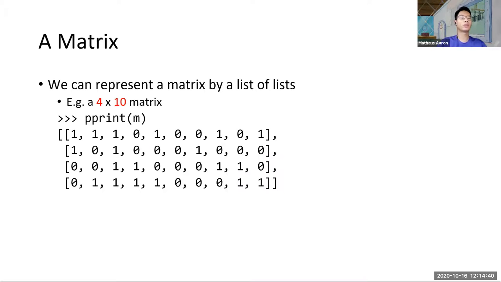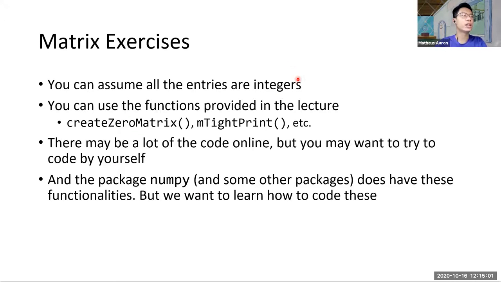So first, we can represent a matrix by a list of lists like this, 4 times 10. You see, we have the outer list here, which contains the rows, and the inside is basically containing the columns, column 0, 1, 2, 3, etc. So you can assume all the entries are integers. You can use functions that are provided in lecture.